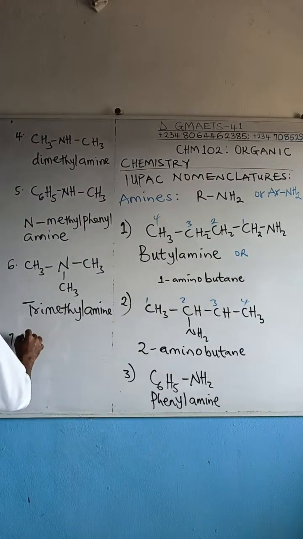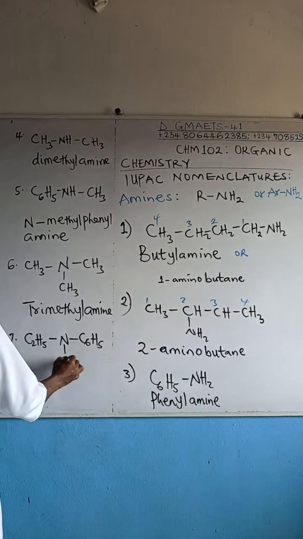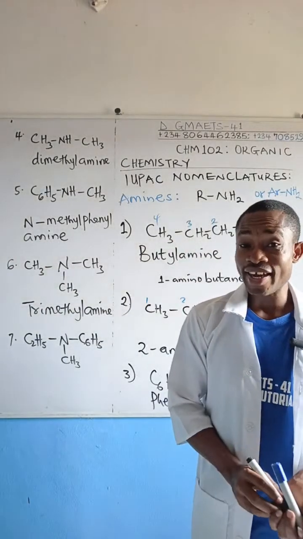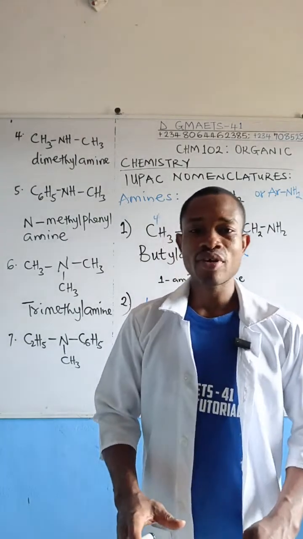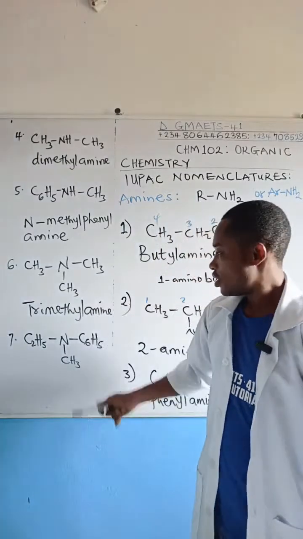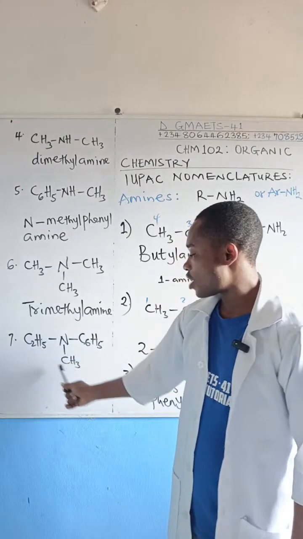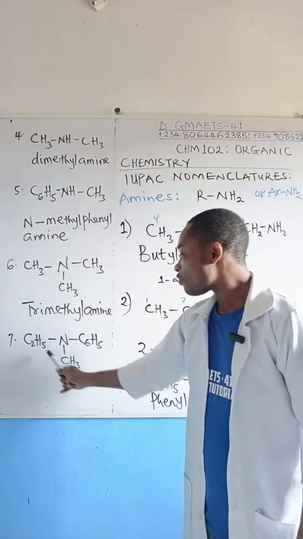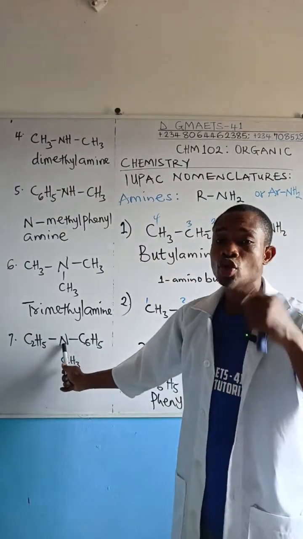Okay, this will take us to the last one, perhaps. Number 7, we've got this structure: C2H5, C6H5, then CH3. Now look at this particular structure. Again, this is a tertiary amine. And what did you notice? The alkyl and aryl groups are different. You have this alkyl, this alkyl, and this aryl. One of these is taken to be what attaches to nitrogen to give you the amine.